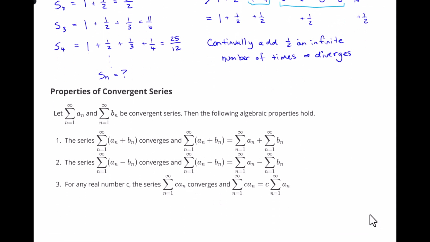A couple of properties. You can read through these. It only works for convergent series, but if you have a convergent series, you're able to split things up by addition, subtraction, or constant multiplication. If you find that a problem is easier by splitting something up and you're fairly certain that it will converge, you can use these. They probably won't show up a whole lot in the class, but if they ever do, you've got them to use.